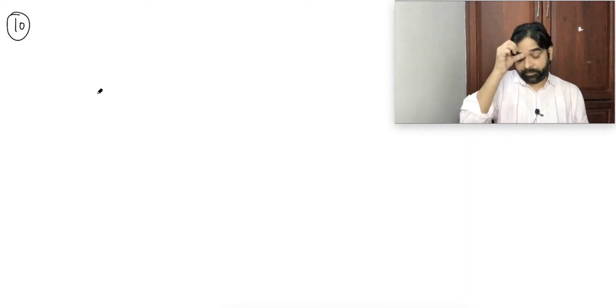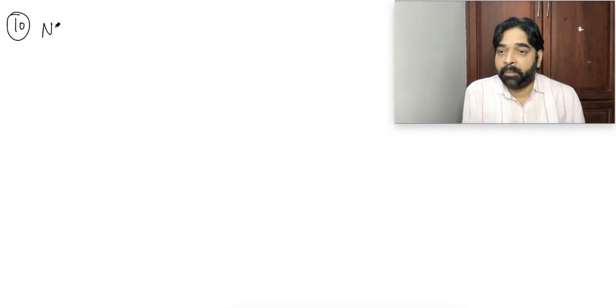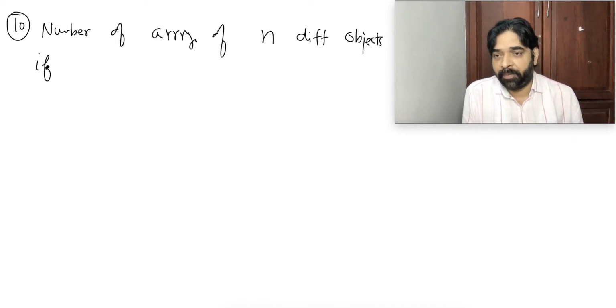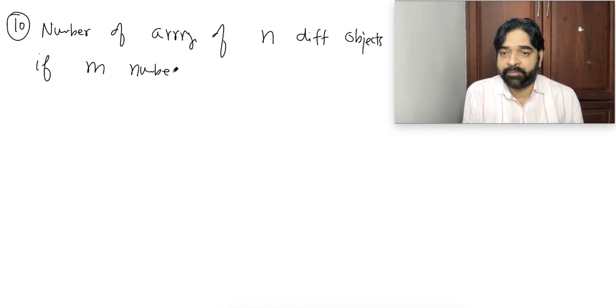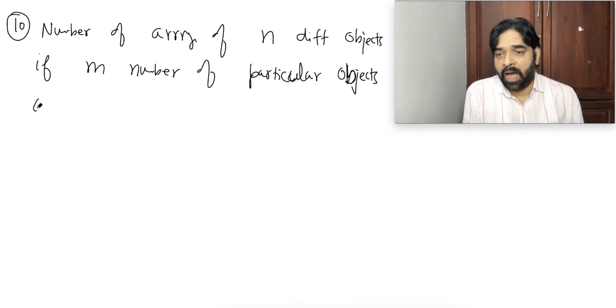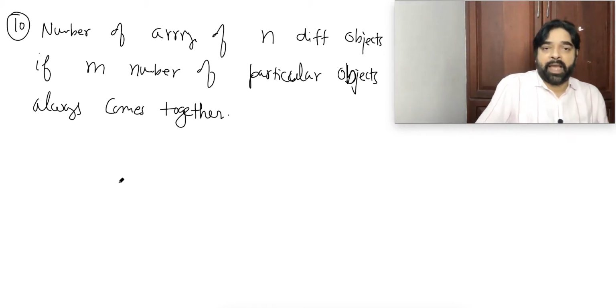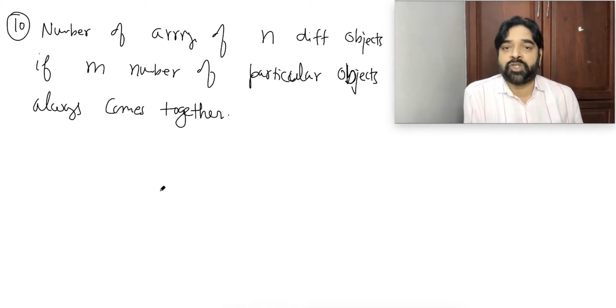10th one. Number of arrangements of n different objects if m particular objects always come together. M number of particular objects always come together.